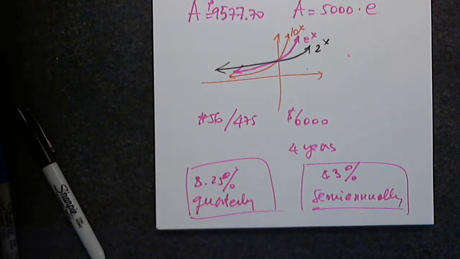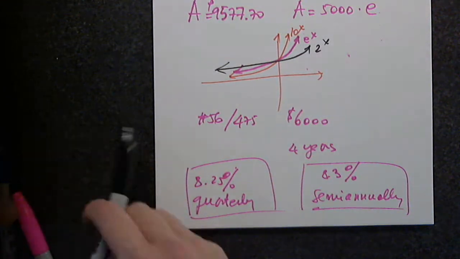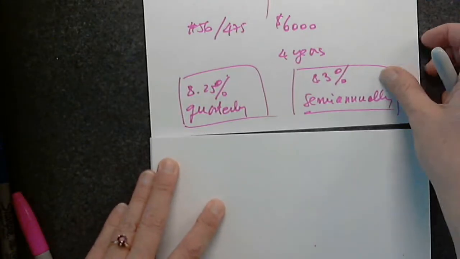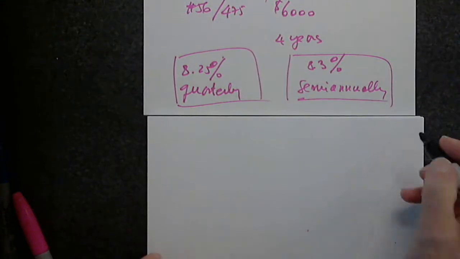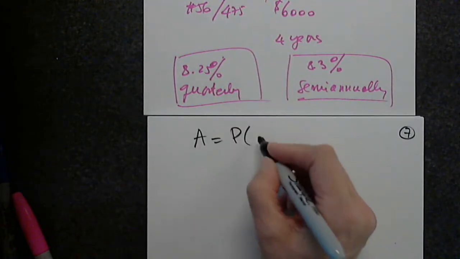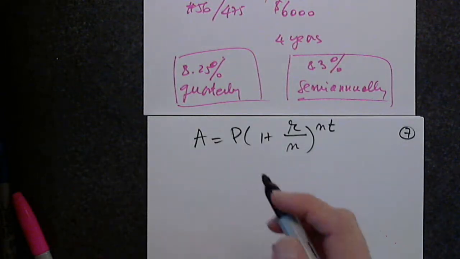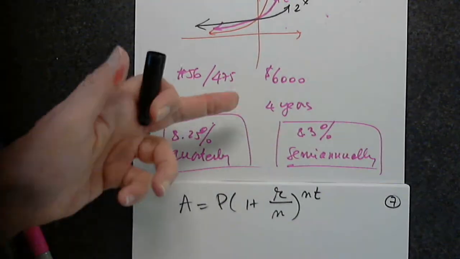Okay, so problem 56 on page 475. We have $6,000 to invest. We want to invest the money for 4 years, but we don't know which one is a better option for us: 8.25% compounded quarterly, or 8.3%, which appears to be bigger, semi-annual. We should not make a decision before we perform the calculations. I'm going to write the model. The model will be given to you. You do not have to memorize it. So here's the model: A equals P times (1 plus r over n) raised to nt. So what is given to us? What are these numbers?